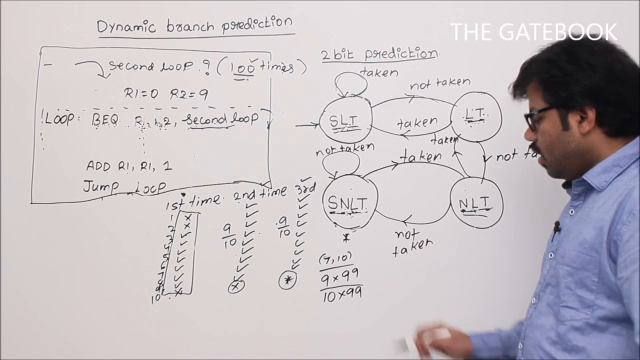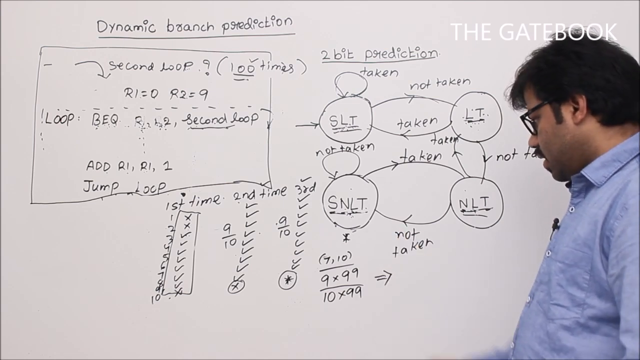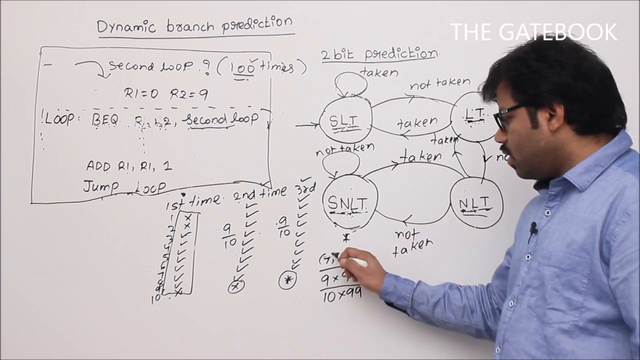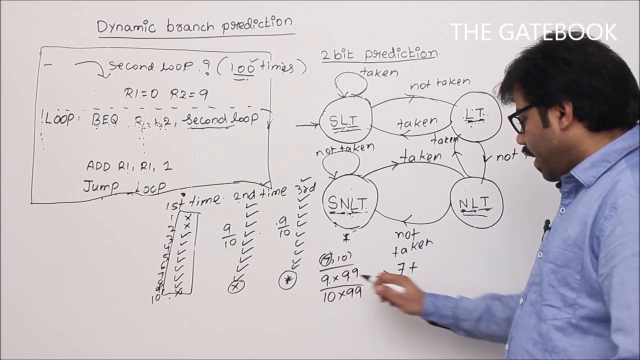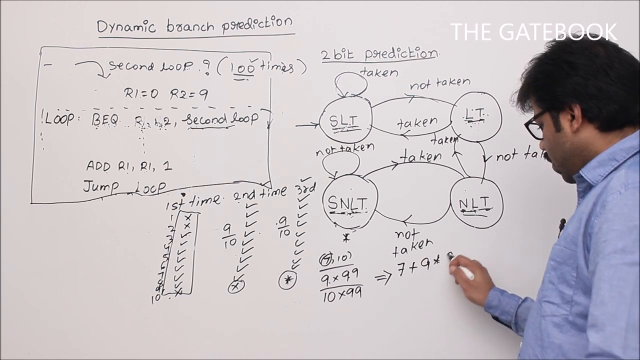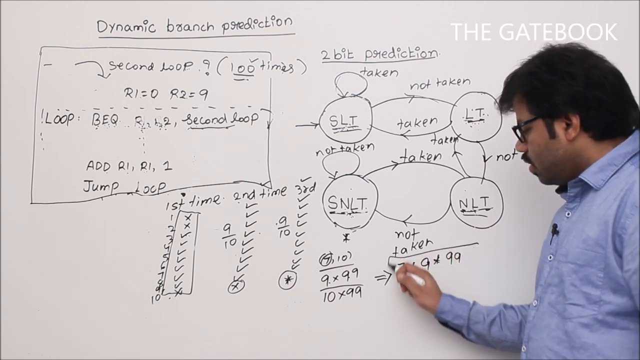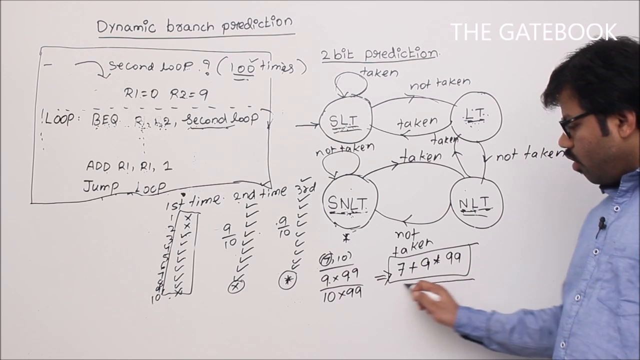So finally, let us list out all the right predictions. The total number of right predictions is 7 here plus 9 into 99. This is your story, correct? These are the right predictions. Out of how many?